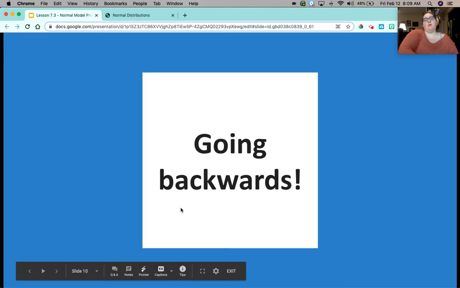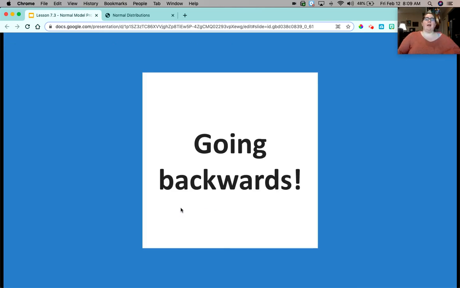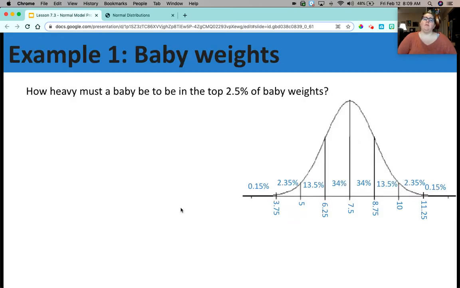The other thing we can do with our calculator is to kind of work backwards. So this is where instead of giving you a value and asking you for a percentage, either between two values, less than or more than, this time we're given a percentage and asked for what value would give me that percentage. So for example, with the baby weights, I could answer how heavy must a baby be to be in the top 2.5% of baby weights. So I want the baby to weigh the top 2.5% when they are born.